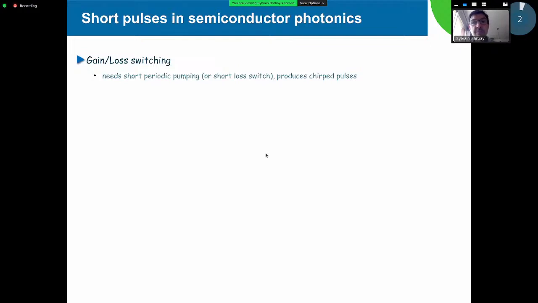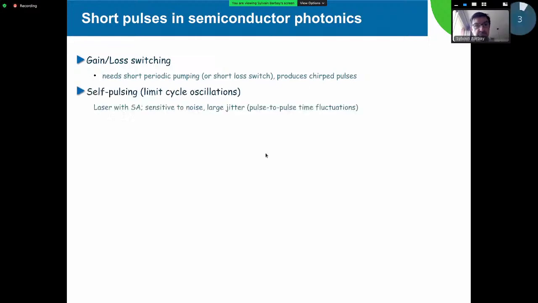So how do we get pulses in semiconductor photonics? The most obvious and not very efficient way is to use gain-loss switching, when you just send very short optical pulses or electrical pulses to your laser to get short pulses in the end. As we know, this is not a very good method to get nice pulses. Another method is to use a self-pulsing system, also called limit cycle oscillators. For that, for instance, you can use a laser with a saturable absorber, but the problem with this kind of self-pulsing system is that it is very sensitive to noise, and in particular, the period of oscillation is very sensitive to noise. So it leads to a lot of jitter, which is pulse-to-pulse time fluctuations.